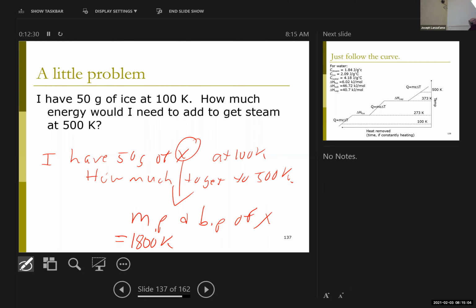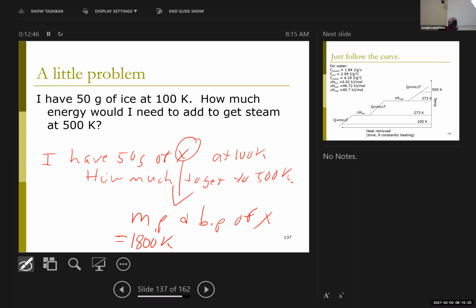Anybody? It's probably ionic, right? Either that or it's some really big molecule, right? Because it has a very high melting point.